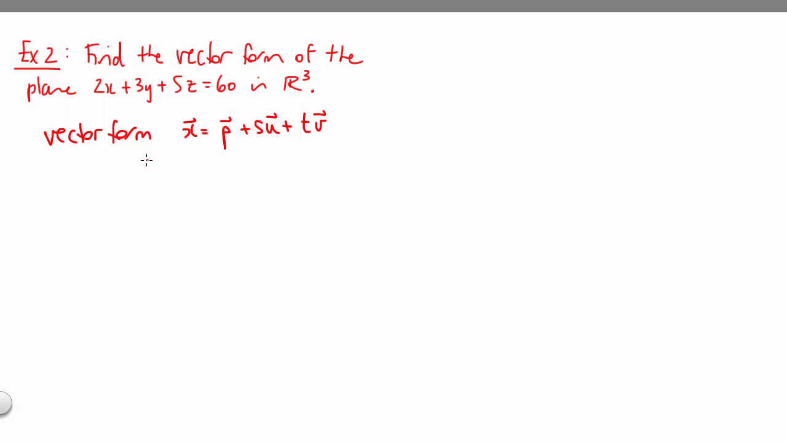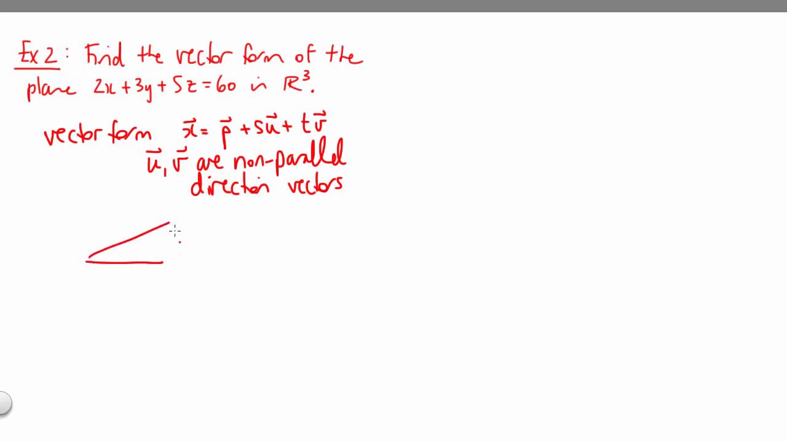Now it's important to mention here that u and v should be non-parallel direction vectors. Let's see with a sketch why this is important. Let's say we've got a plane here. We can describe this plane by taking any point P on that plane and describing two different direction vectors that lie in this plane. So by starting at this point P and taking linear combinations of these vectors u and v, we're able to travel to any other point on the plane.